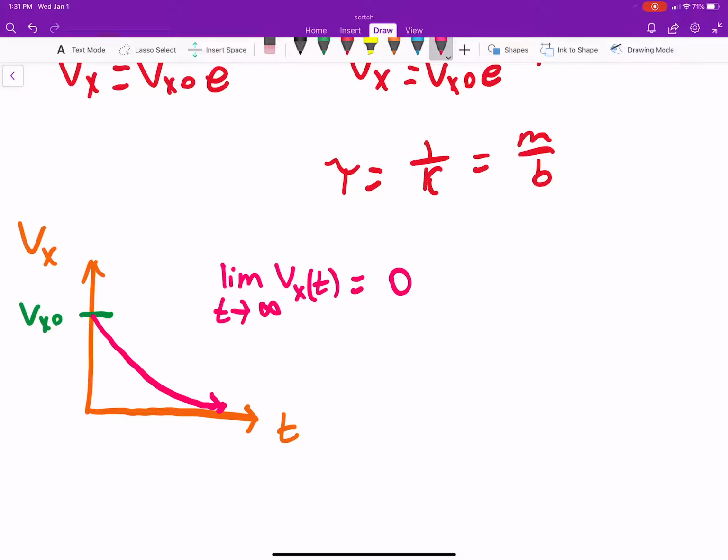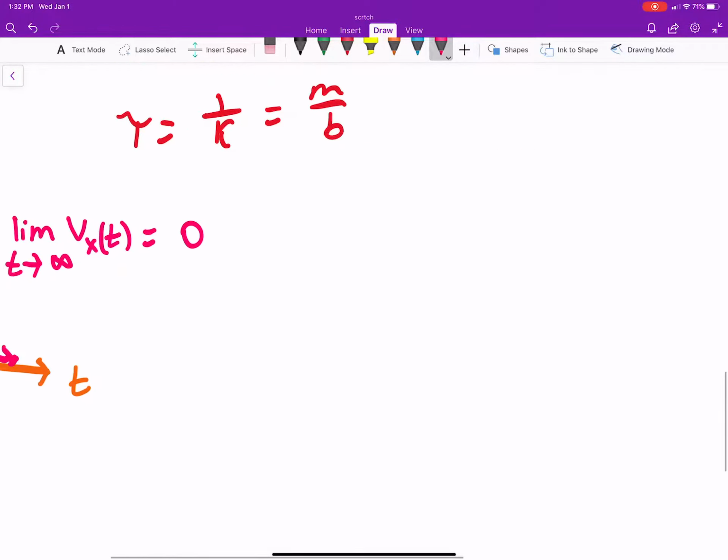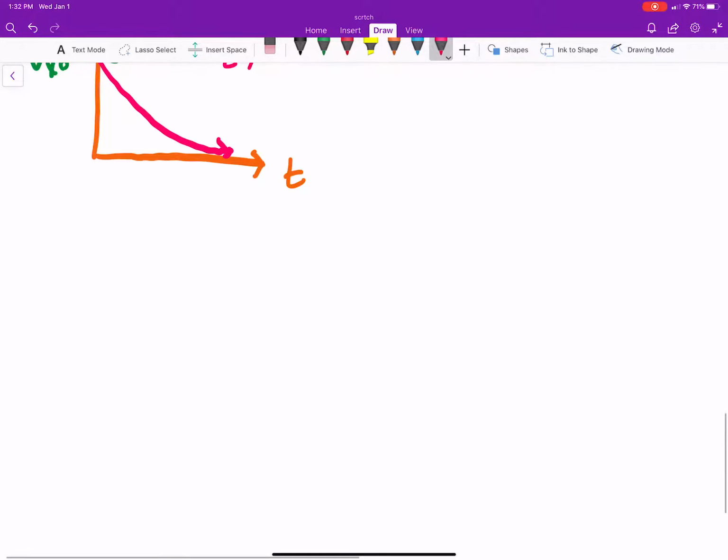Limits are really good, particularly if you're looking at extreme cases like initial velocity at time equals infinity. You can see if it conceptually makes sense, and this definitely does. Okay, so what about finding x of t? This is the big thing in mechanics a lot, you want to find position.